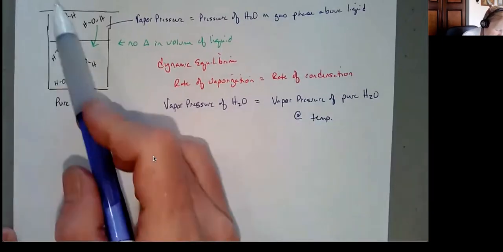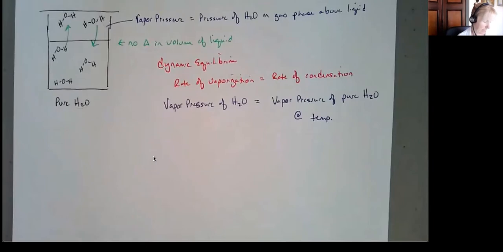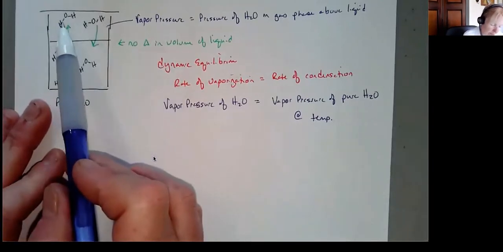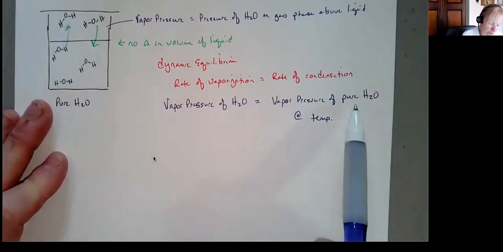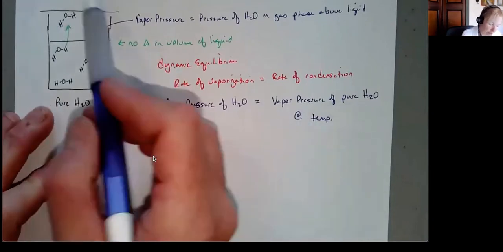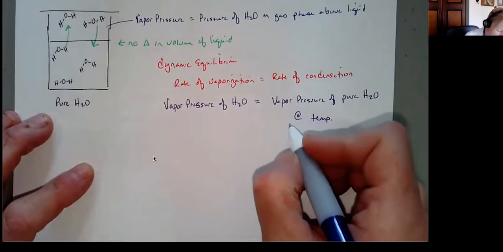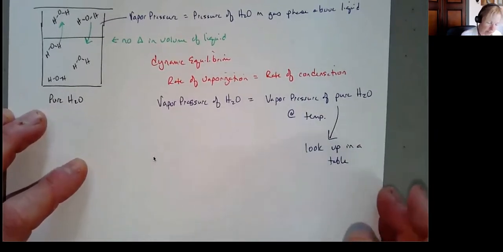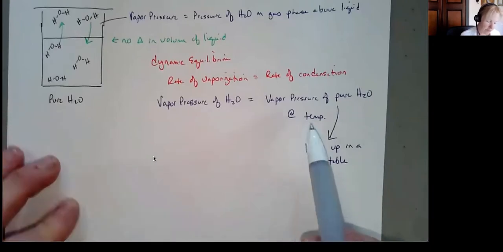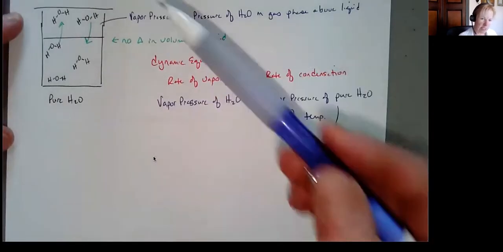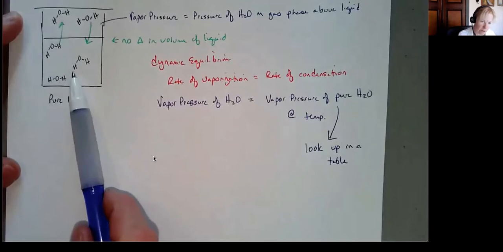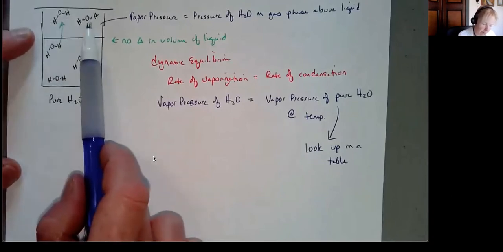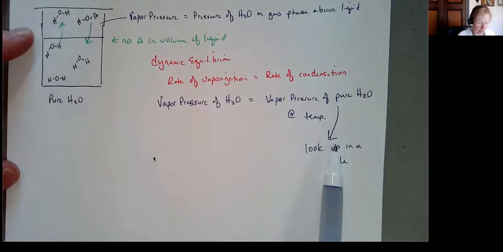If I have this lid closed and it's contained, and I were to measure the vapor pressure of water molecules above this liquid, it would equal the vapor pressure of pure water at whatever temperature I'm at. That would be from a table. So I would look this up in a table. That is a standardized value. So as long as this was contained and I didn't have anything other than water in here, I would know what the vapor pressure of water is above this liquid because I could just look it up in a table.